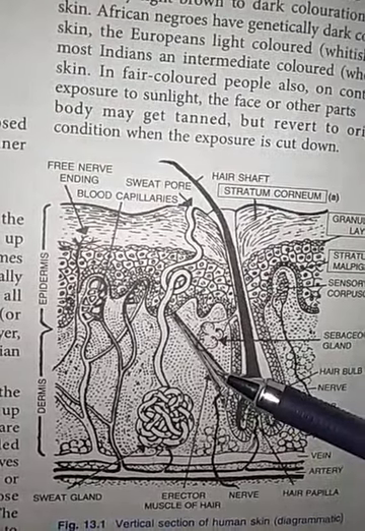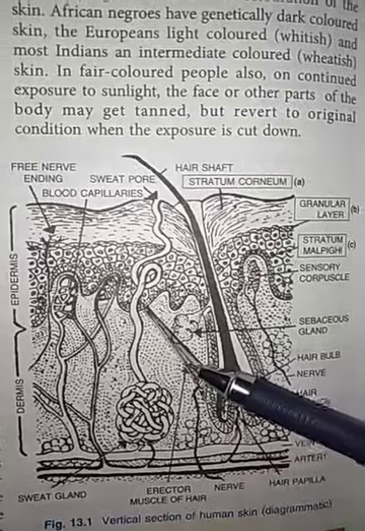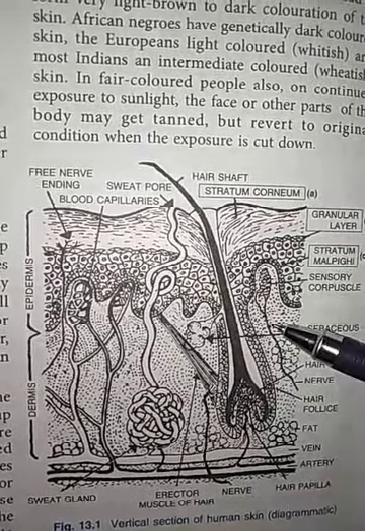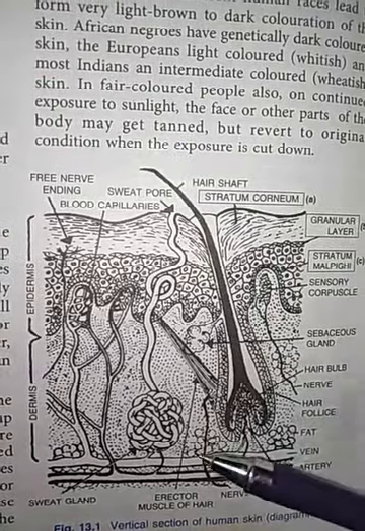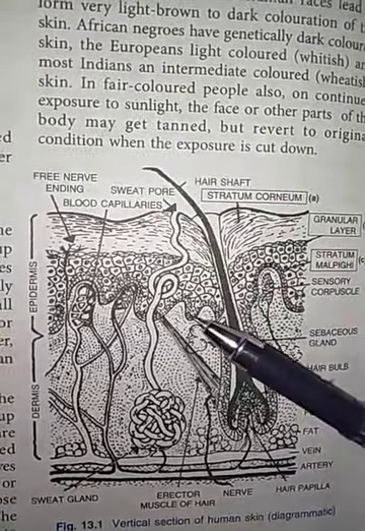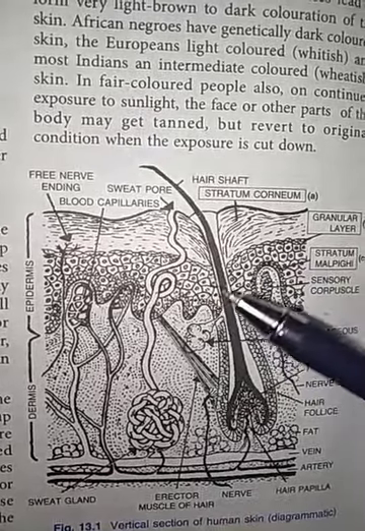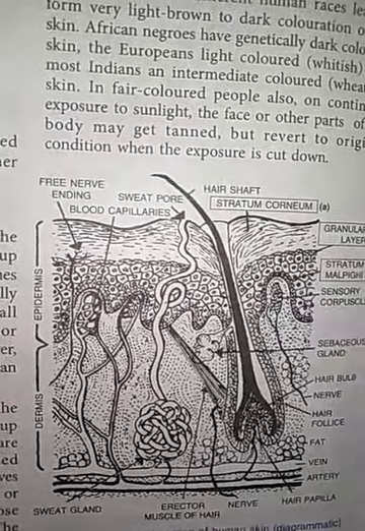The erector muscle of hair is also present in this layer, which gives the skin a wrinkled appearance due to winter or due to some emotional state. It is all about the structure of human skin, and it is a very important structure, and you have to practice this diagram many times, because many times this diagram comes in the paper.